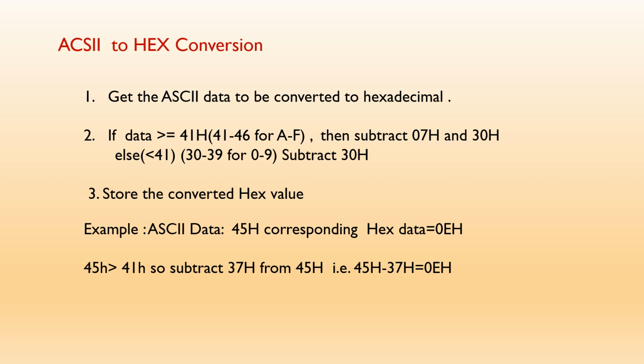For example, if the ASCII data is 45, I'll compare it with 41. Since it is greater than 41, I'll subtract 37 from it. The subtraction of 37 results in a value equal to 0E. So 45 is the ASCII equivalent for 0E. After I subtract the 37, I have the corresponding hex value, which is 0E.